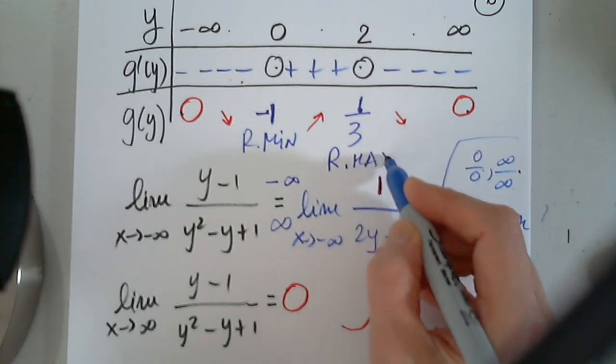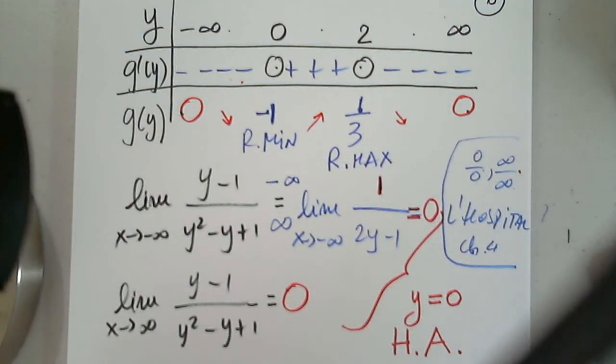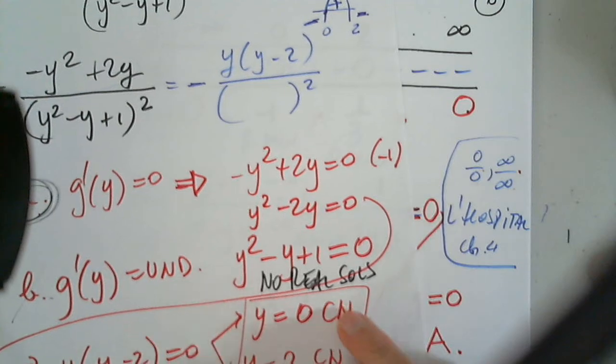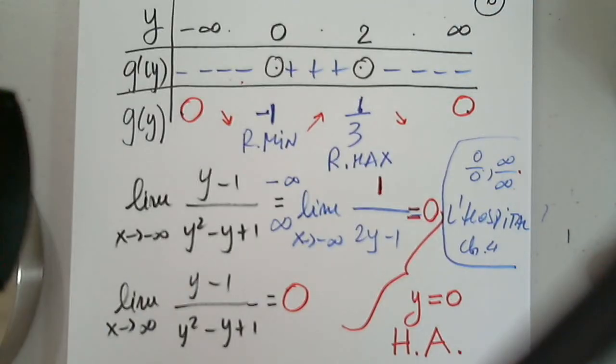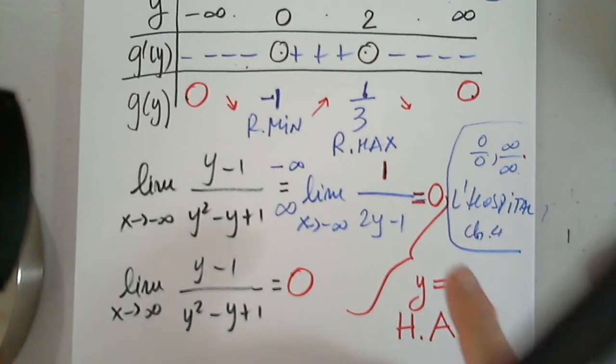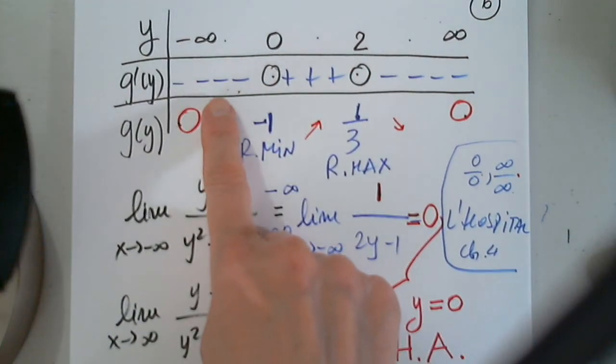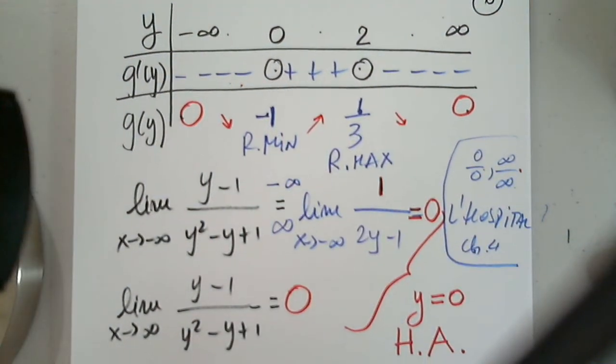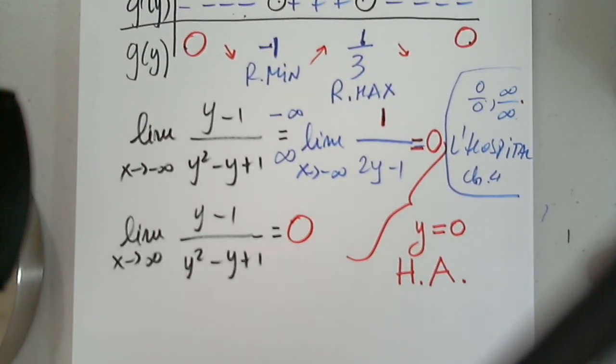What about the point 2 comma 1/3? Max. Relative max. So it turns out that for this function, we found two critical numbers. Both of them change into max and min respectively, because the derivative changes sign, left and right of the critical number. Any questions on that?